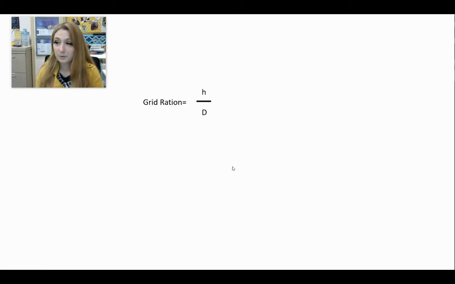It is really important to know your grid ratio for any type of examination. So your grid ratio is the height, that's the H, over the inner space material, that's the D.